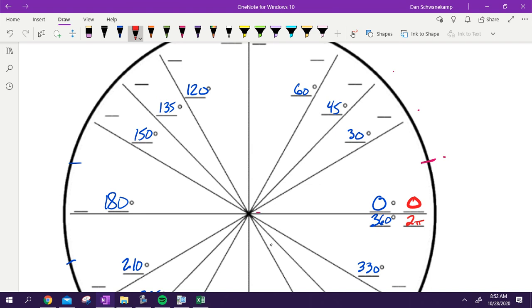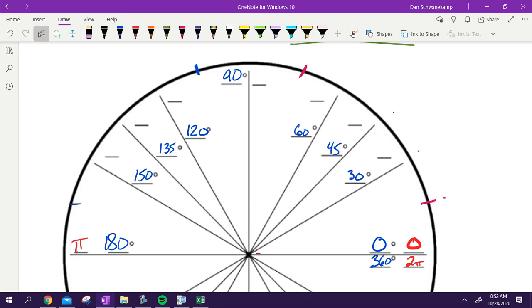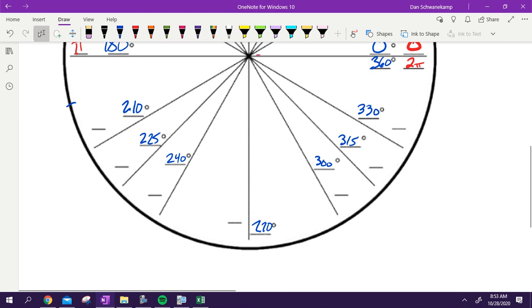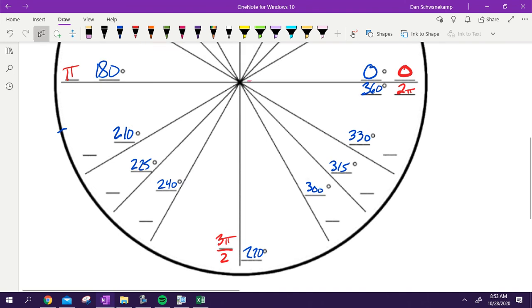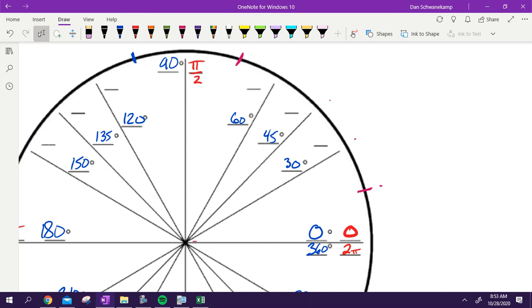That's 2 pi. So what would 180 degrees be in radians? That is pi. We know that. If that is 1 pi, what would 90 degrees be? Half a pi. It is pi over 2 because it's half of a full pi. This is 0. This is half a pi. Pi, that's 2 halves. So 270 degrees would be 3 pi over 2. If 90 degrees is half of a pi, what is 45 degrees going to be? It is pi over 4.